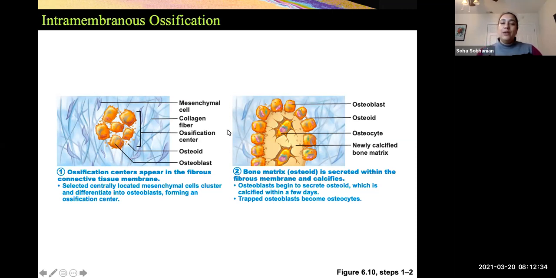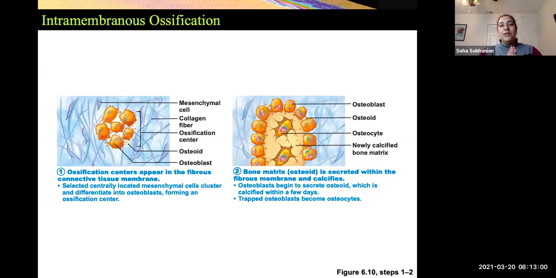Now, what they do exactly is that these osteoblasts are going to take calcium from your blood. They're going to take phosphate from the blood, and they start depositing it around themselves. So what you're starting to form is what we call a bone matrix, or osteoid. The bone matrix starts to form around these osteoblasts.